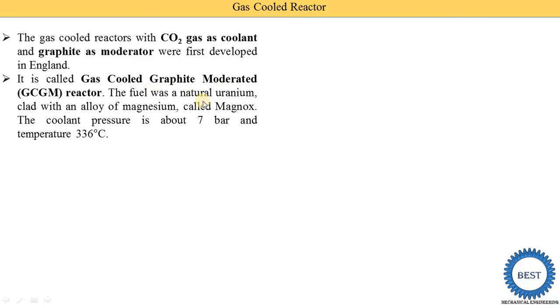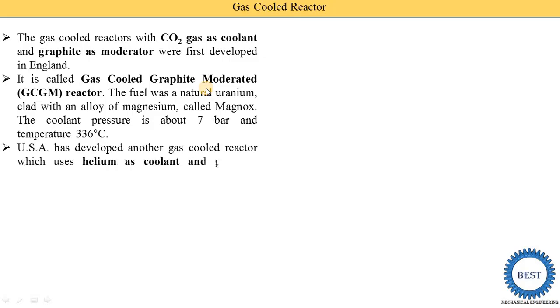The fuel was natural uranium clad with an alloy of magnesium, and it is called Magnox. The coolant pressure is about 7 bar and the temperature is 336 degrees centigrade. This is the one type of gas reactor developed in England. So we revise it: in this reactor, CO2 gas is used as a coolant, graphite is used as a moderator, and natural uranium is used as fuel. The second reactor was developed in the USA.